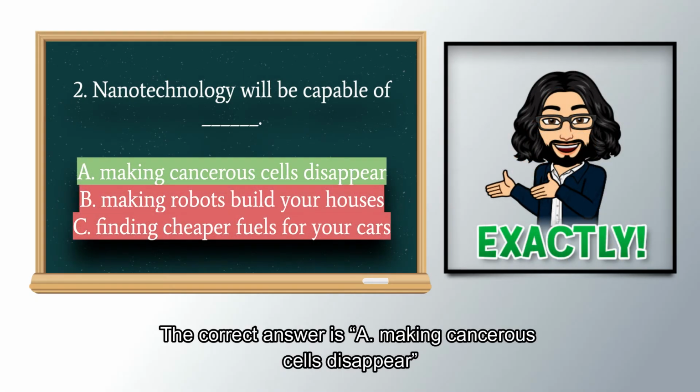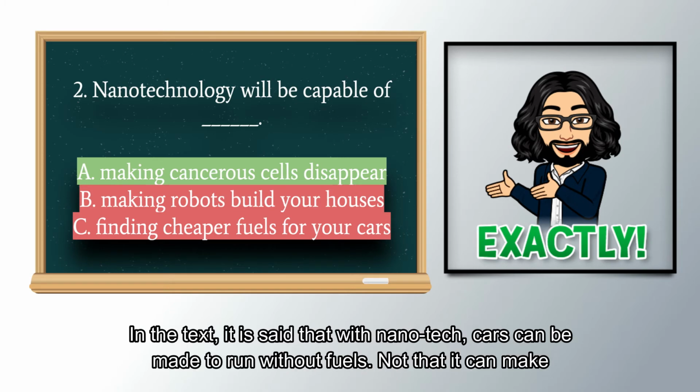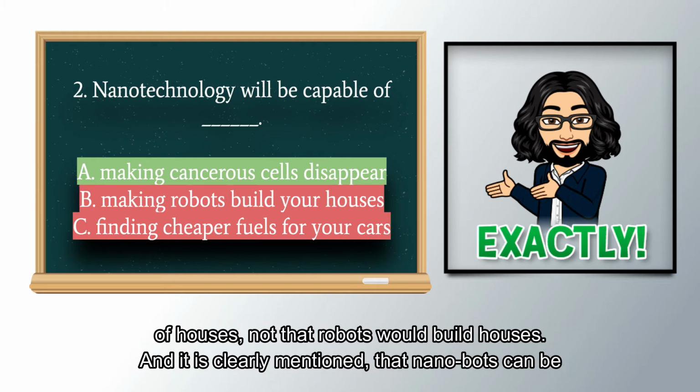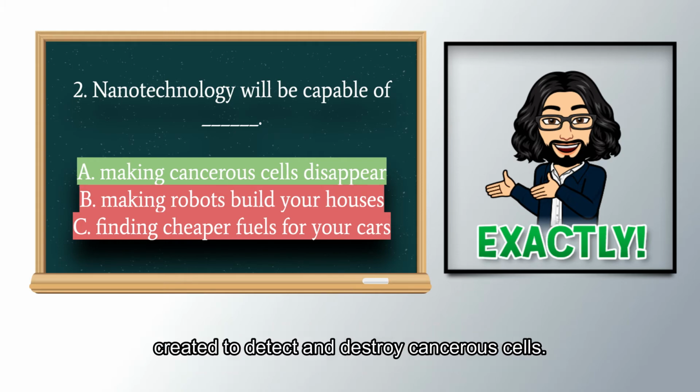The correct answer is A. Making cancerous cells disappear. In the text, it is said that with nanotech, cars can be made to run without fuels, not that it can make cheaper fuels. And it is said that stronger materials that will be lighter could be made for the building of houses, not that robots would build houses. And it is clearly mentioned that the nanobots can be created to detect and destroy cancerous cells.